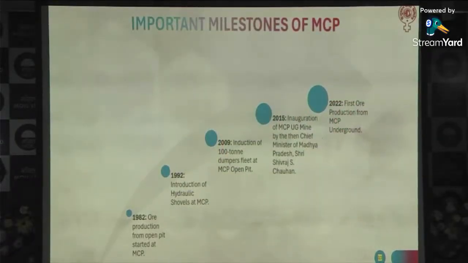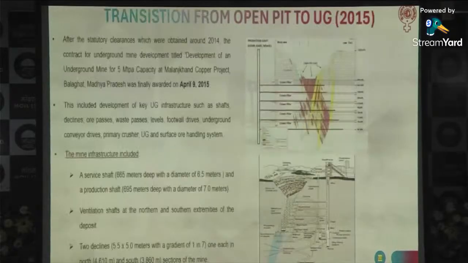Now coming to some important milestones of MCP as we go from open cast to underground. In 82, ore production started. In 92, hydraulic excavator shovels were introduced. In 2009, 100-ton dumpers were introduced. In 2015, the development of the underground mine started. And then in 2022, the production from underground started.